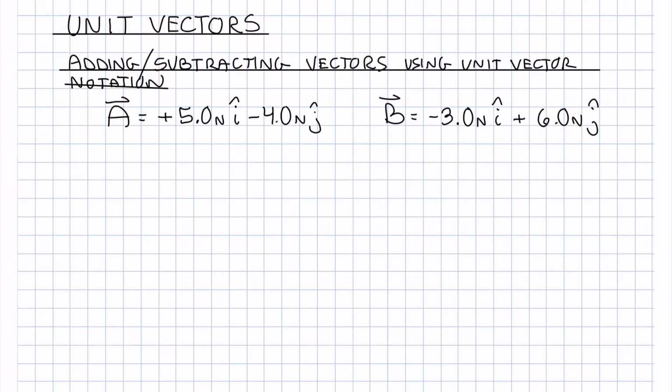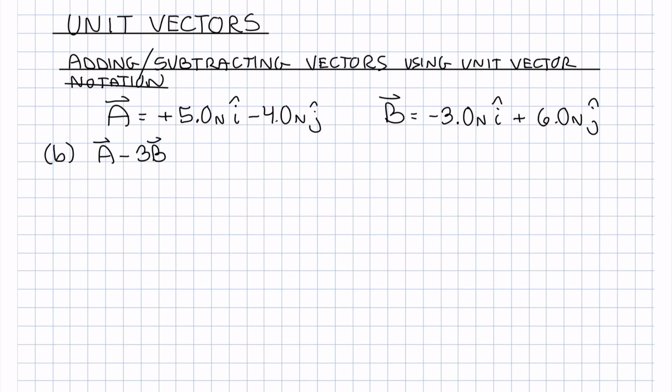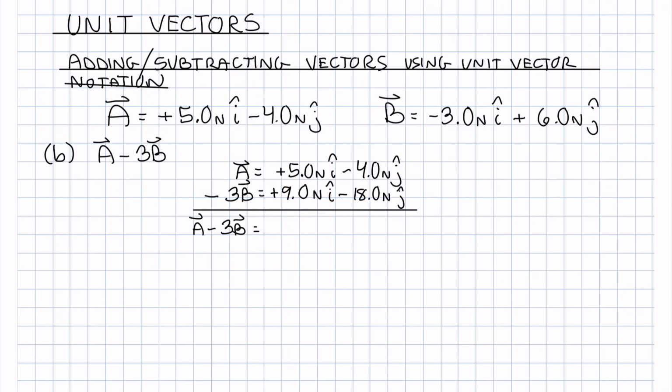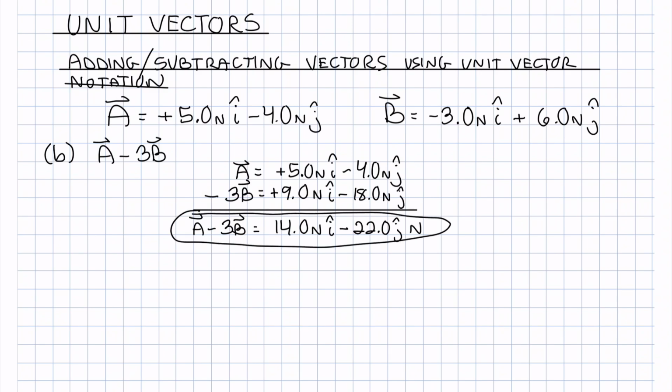Let's look at a slightly more complicated example. This time we'll calculate A minus 3B. Like before, I'll write the vector A, and then underneath it I'll figure out what negative 3B is. So negative 3 times negative 3.0 newtons in the i hat gives us positive 9.0 newtons. And minus 3 times 6 newtons will give us negative 18.0 newtons j hat. And now we just have to add the column of i hat together. That gives us 5 plus 9, which is 14.0 newtons i hat. And if we do the j components, negative 4 plus negative 18 is negative 22.0 newtons j hat.